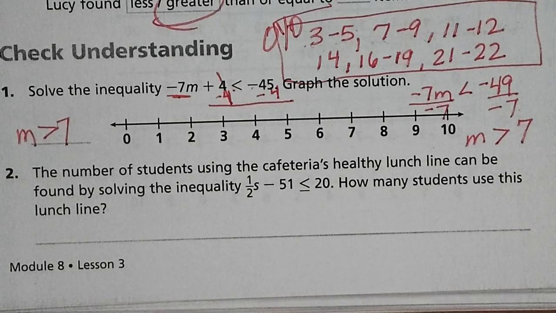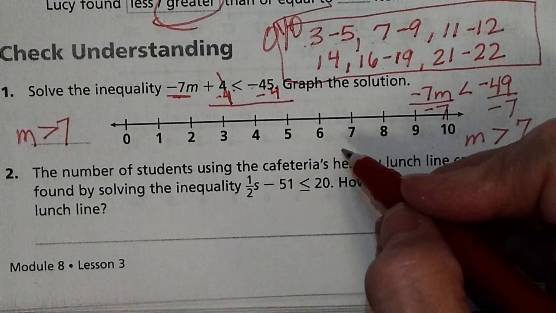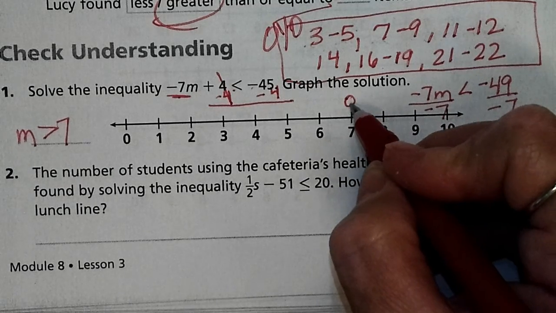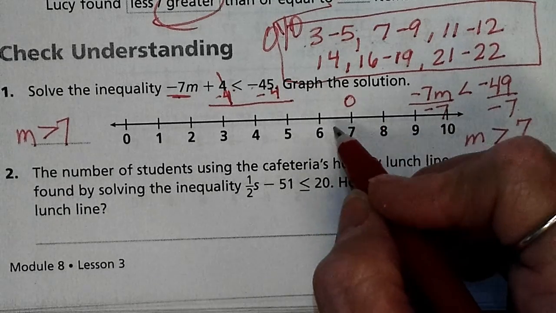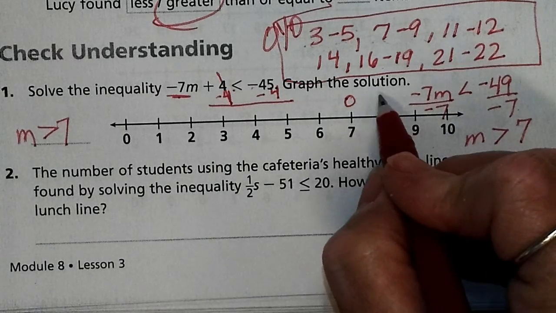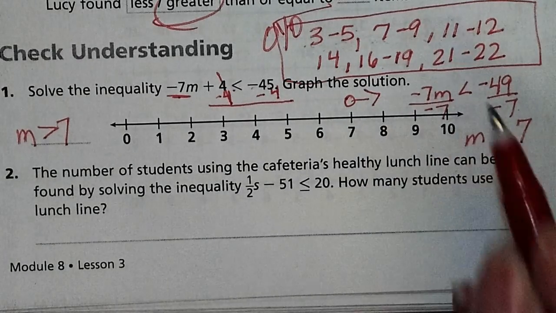All right, so open or close circle? Open. Open, yep. And which direction is my arrow? Right. Yep. That is correct.